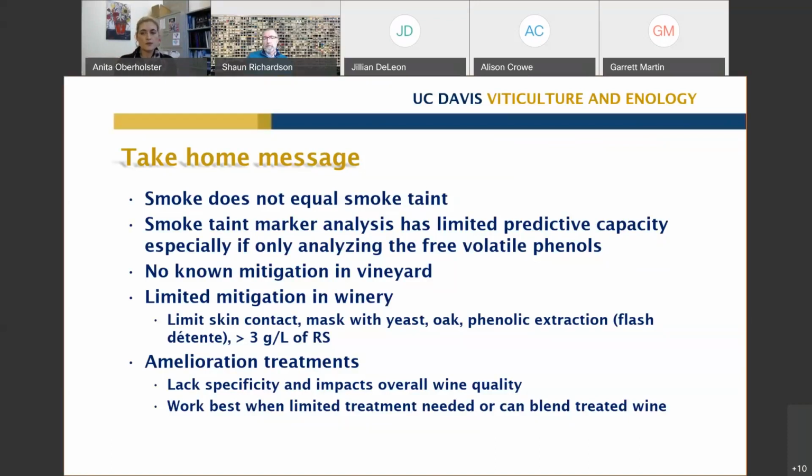I know there are some barrier sprays being looked at. Some of them show some potential, but not consistently. So we have more work there. I've talked about limited mitigation in the winery. Amelioration options, they work, but they lack specificity. We've tried things that are available. I think now is the time where we need to really start developing tools that are specific to this problem, developing enzymes for this problem, developing resins for this problem.